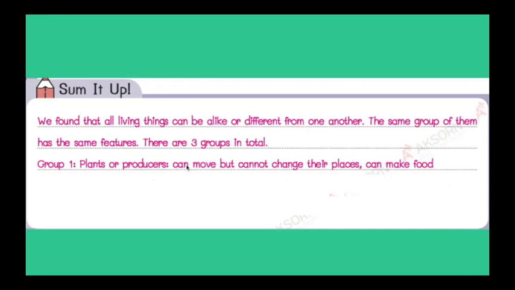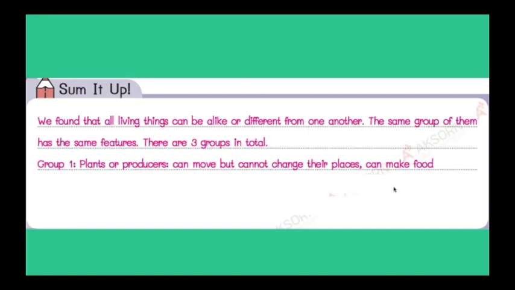All right, repeat after me. Can move but cannot change their places. Can make food. Okay, pause the video, write down group number 1. Plants or producers. Producers because they can make their own food.